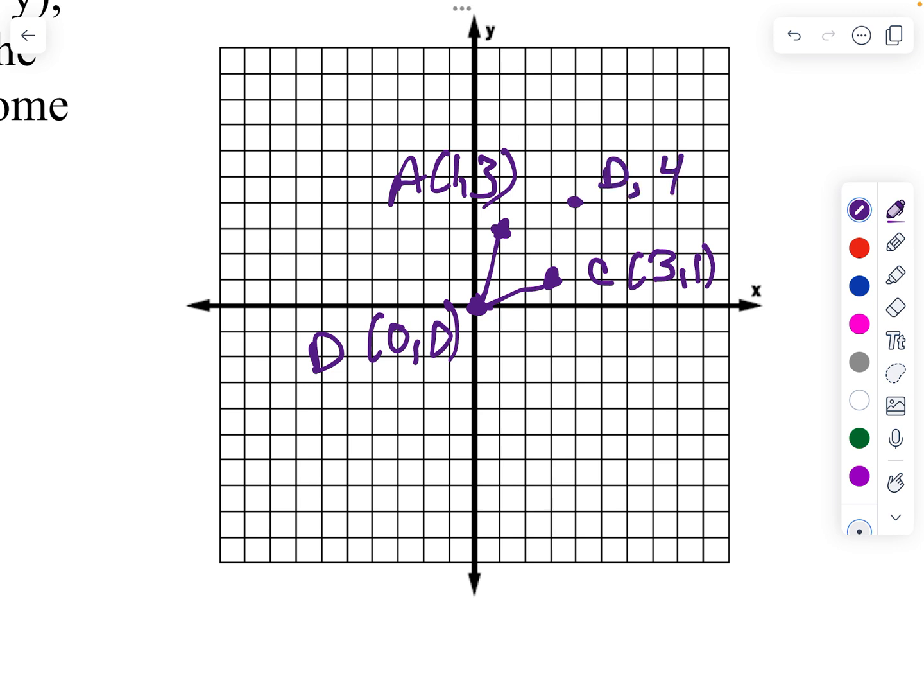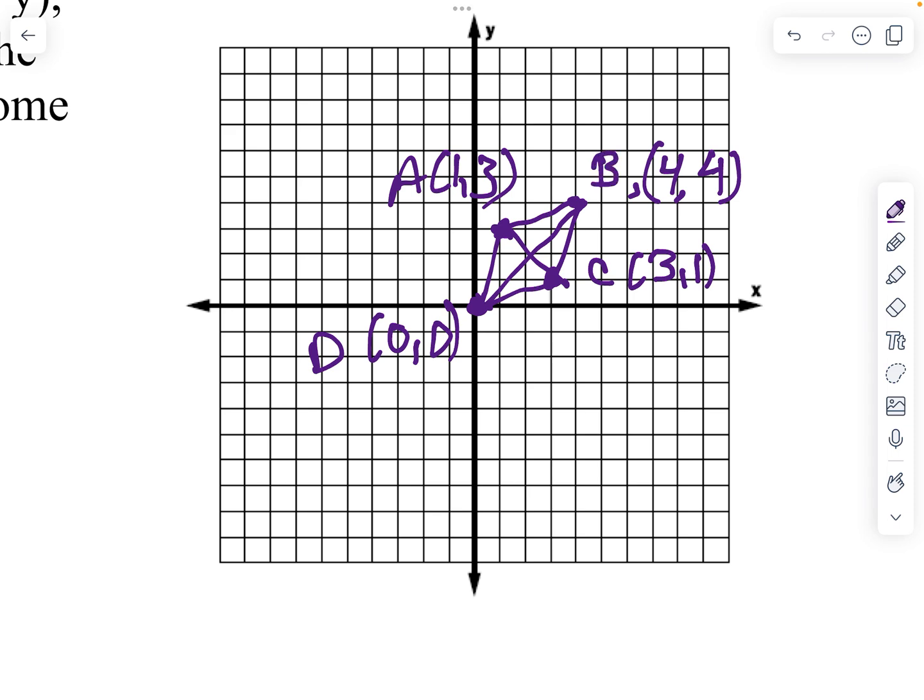I put a comma after the B. Now I've got myself a rhombus. I can definitely see that was point B, by the way, not D.